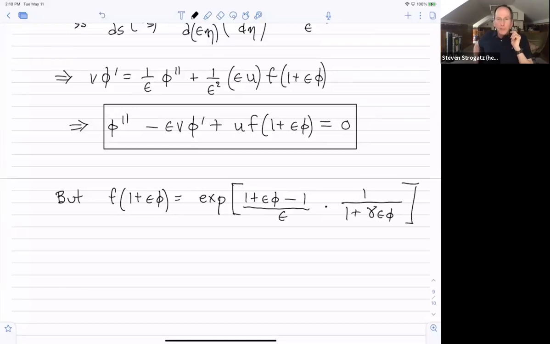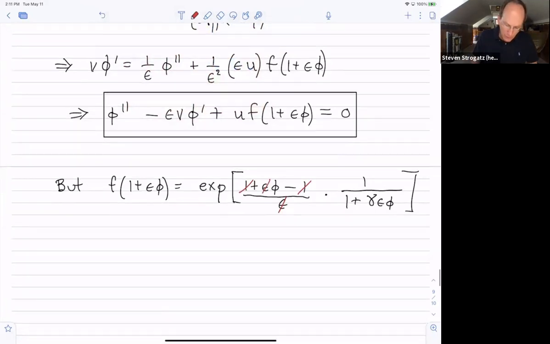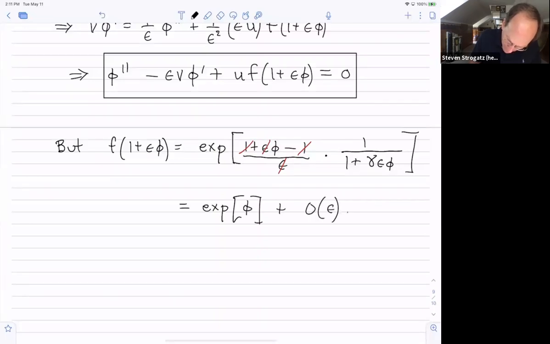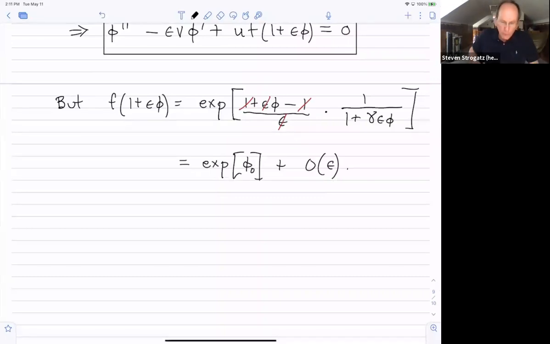And so when you clean all that stuff up, the ones cancel, the epsilons end up canceling, and you just get, to lowest order in epsilon, this is just exponential of phi plus an order epsilon correction term that I don't need. So if I keep only the lowest order, actually, I could use just phi sub zero. I mean, again, if I introduce order epsilon corrections to phi, I'll get another order epsilon correction. So this is pretty nice.